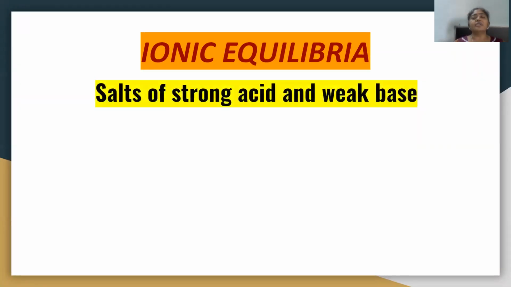Okay, now let us move ahead and see a salt of a strong acid and a weak base. What happens in this case? So let us consider an example of copper sulfate. Here you can see the strong acid is sulfuric acid, that is H2SO4, and I'm taking a weak base. The weak base is copper hydroxide. So when sulfuric acid and copper hydroxide combine, it will result in formation of copper sulfate. So this copper sulfate is an example of a salt made up of a strong acid, sulfuric acid, and a weak base, that is the copper hydroxide.